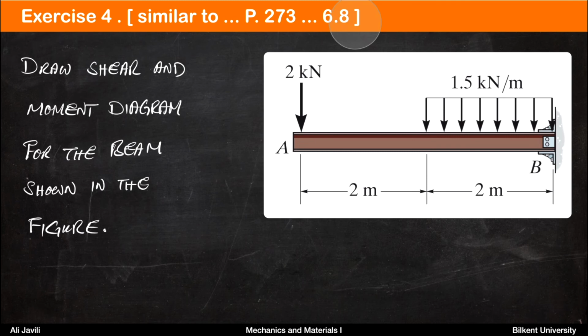Exercise 4 is similar to problem 6.8 on page 273 of the book. Again, you are asked to draw the shear and moment diagram for the beam shown in the figure. Now you have a cantilevered beam on which you have a concentrated force 2 kN downwards at point A and a uniformly distributed load 1.5 kN per meter from center to point B at the right end.